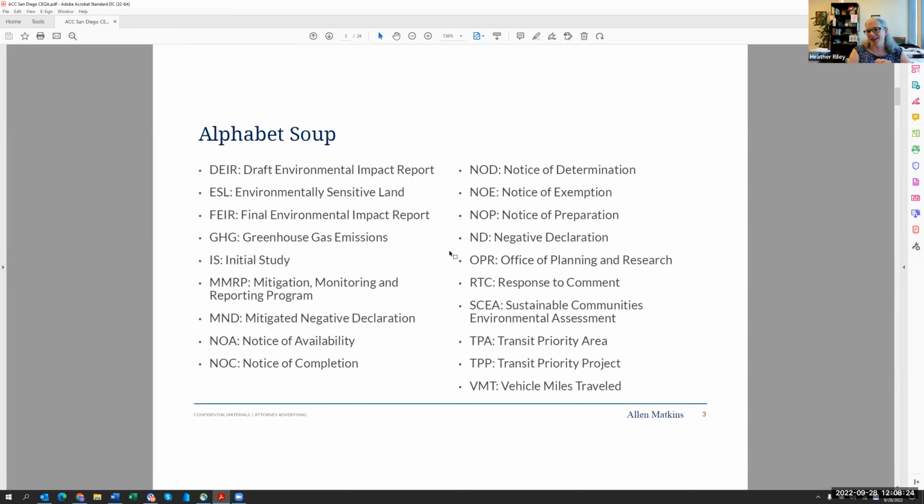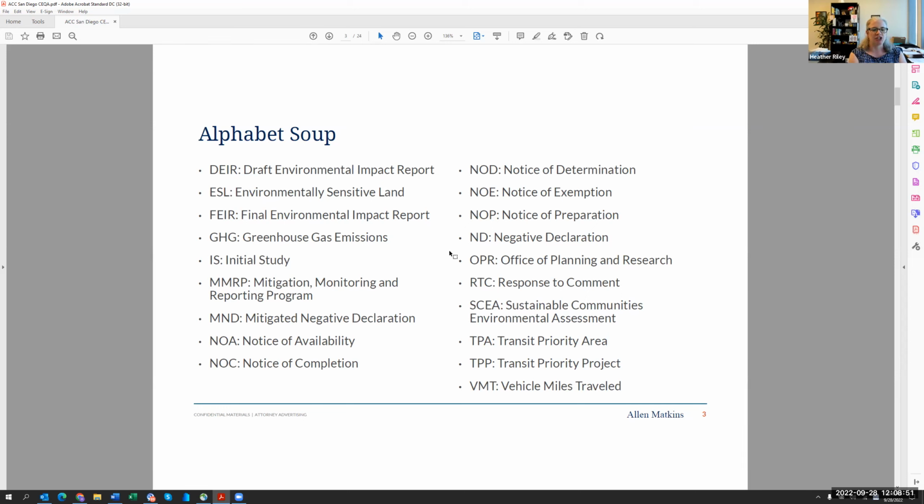Ceqa is alphabet soup. As I said with Ceqa itself, the acronym, there are a billion, it feels like, short terms that we use all the time when we talk about Ceqa. The ones on the screen are just a handful. It's obviously not all of them. I probably missed dozens that I could come up with off the top of my head. But the ones on the screen are the ones that you're going to hear about most often. Environmental impact reports, EIRs, notices. There's a whole bunch of different notices because, as I said, it's disclosure and transparency.